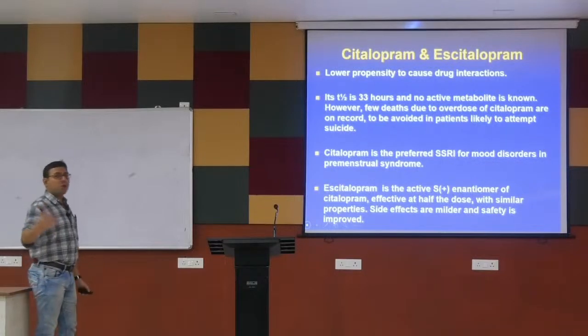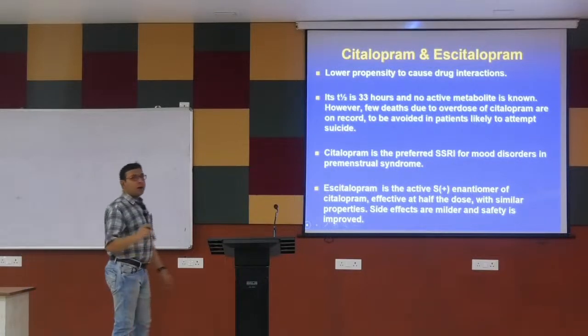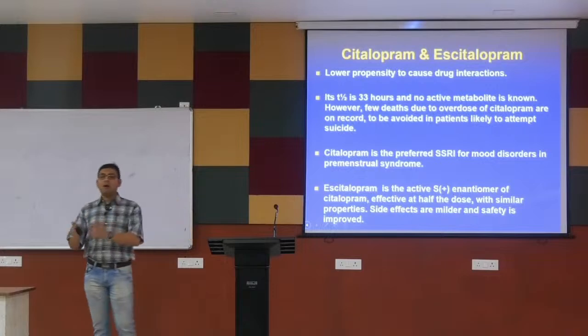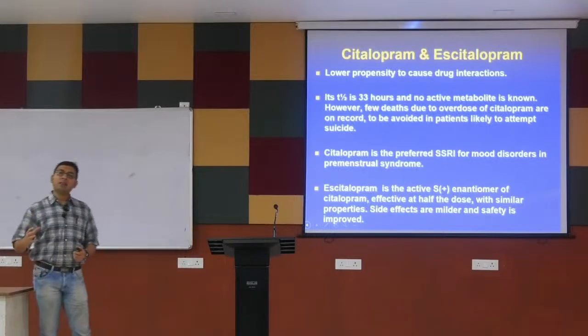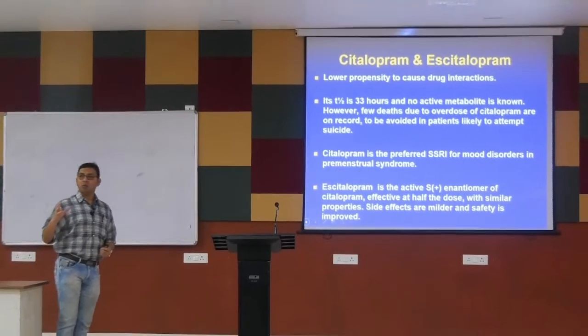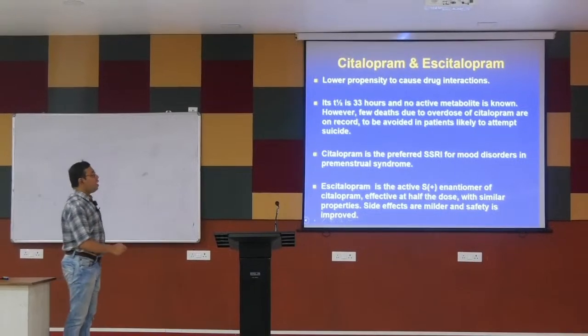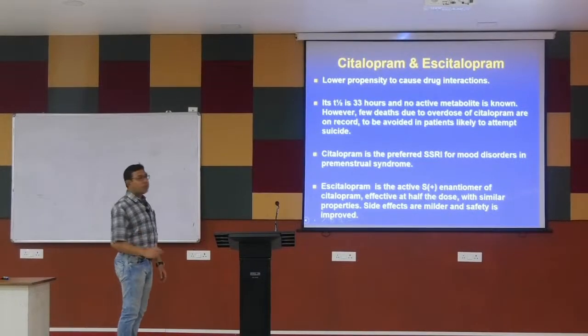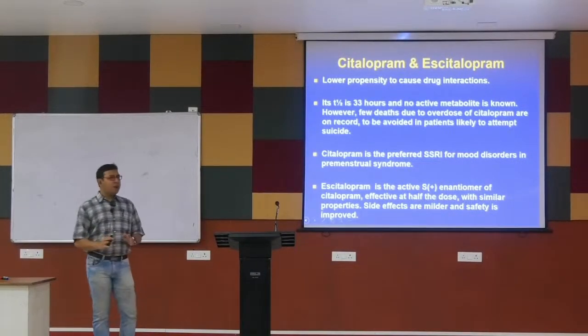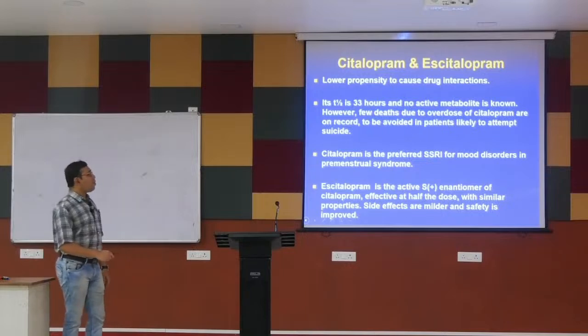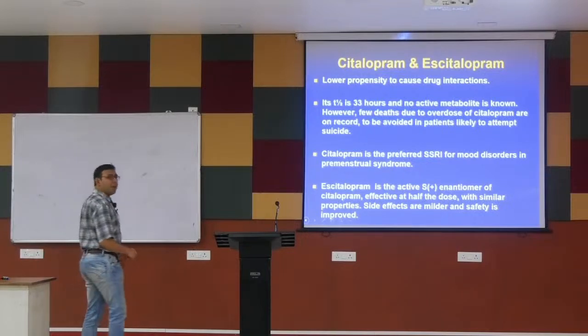Citalopram and its congener escitalopram, this is most commonly used in our country nowadays because of their lesser side effects and lesser interactions with other drugs and foods. T-half is 33 hours, again it is once daily used. Overdose is very unlikely. It is the preferred SSRI for mood disorder in premenstrual symptoms.